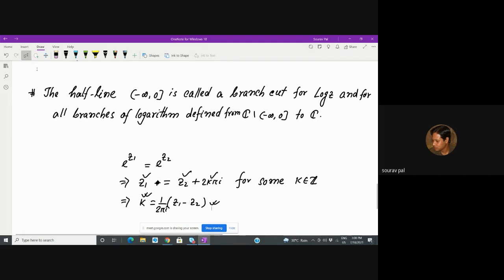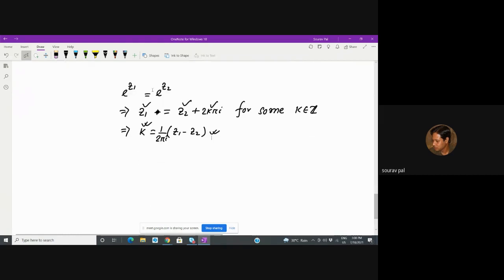Now the point is, if you change this point, z1 and z2, if you say e to the w1 and e to the w2, then what can you say about w1? It is equal to w2 plus 2m pi I for some m, right? Now, what do you expect? You expect this m and this k, they are same? No. Now I got it. No, they are not same. Yeah, they are different.